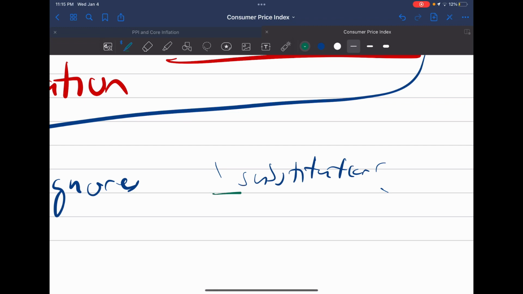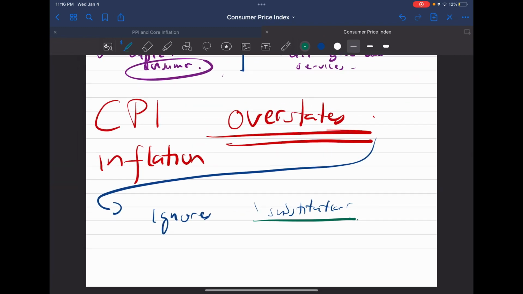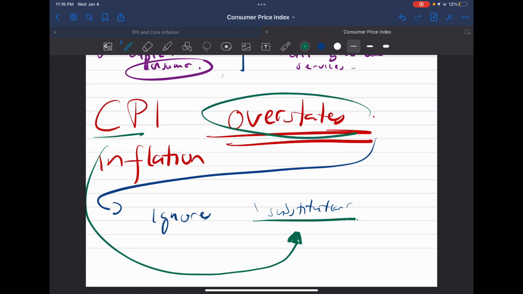The consumer is not following what is in the basket of goods and services. It's not determined by the CPI. They're changing it. They're substituting it. So when they're substituting it, they may get cheaper prices. In that case, because the CPI does not account for substitution, it just accounts for what is in the predetermined basket with the predetermined weights. Hence, it overstates inflation. So that is the main problem with the CPI.